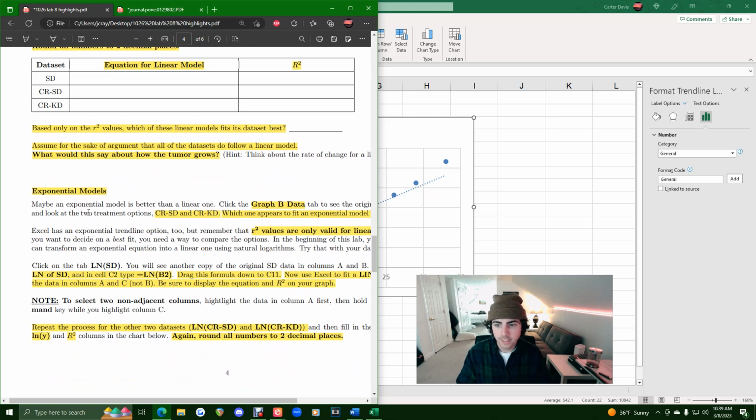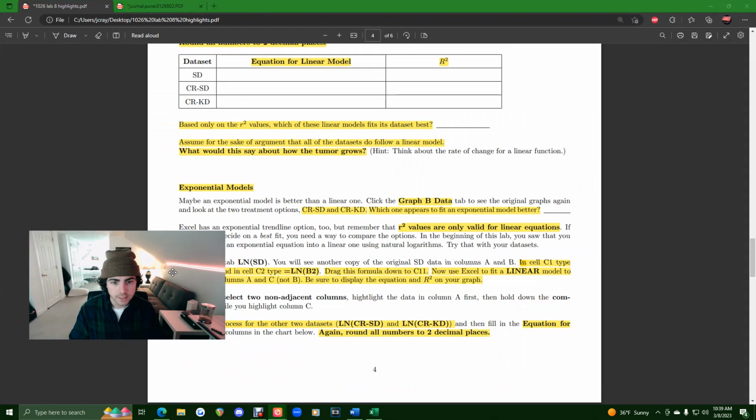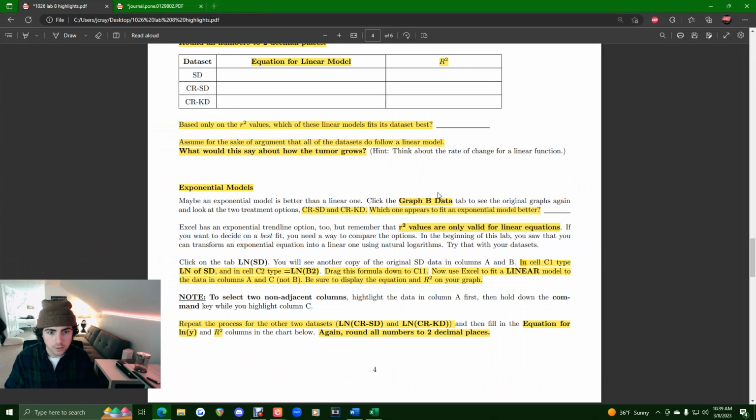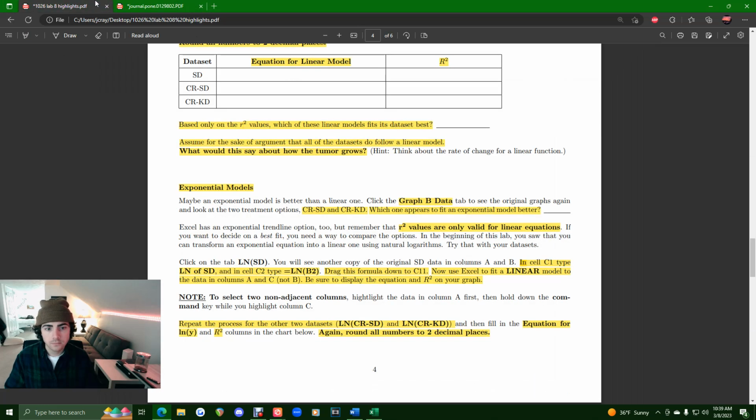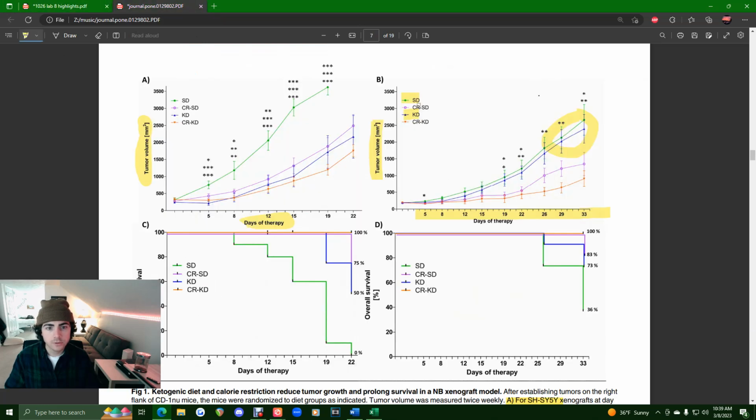Okay, exponential models. I think it's the same idea, we're just doing exponential models. So click graph B. Let's go back to graph B. They say looking at CRSD and CRKD, which one appears to fit an exponential model better? So both the calorie restricted, the pink and the orange. Looking down here, which one fits an exponential curve a little bit better?